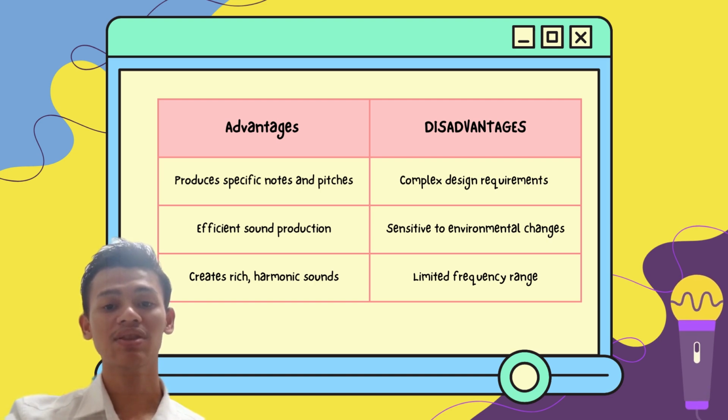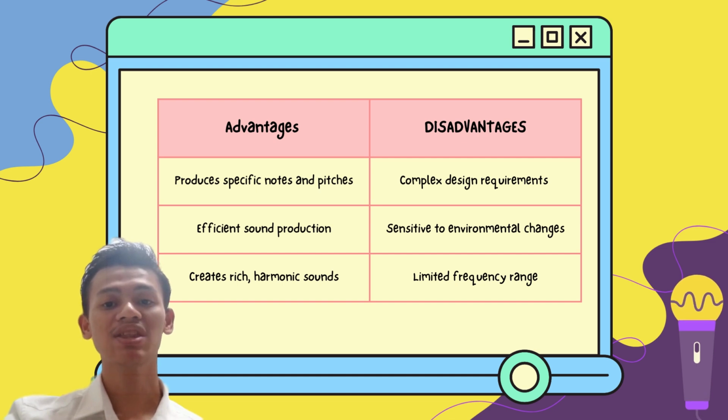For the disadvantages of standing waves in musical instruments, first there are complex design requirements. Instruments must be carefully designed and tuned to create the desired standing wave pattern. It requires precision engineering. Second is sensitivity to environmental change. Factors like temperature, humidity or wear and tear can alter material properties like string tension or air density. It will affect the standing wave pattern and the sound quality.